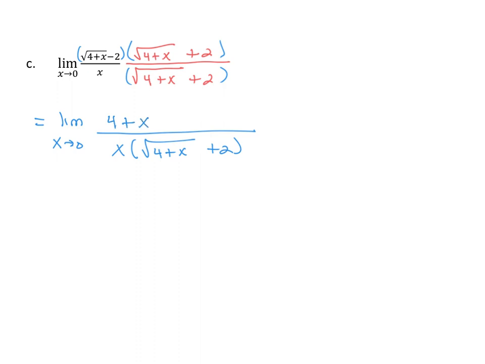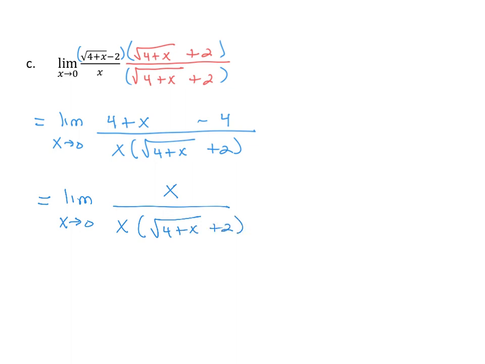You'll get two middle terms. One's positive and one's negative. You'll have positive 2 times root 4 plus x, and then negative 2 times root 4 plus x. They cancel. I'm not going to write them. Instead, I'll just do negative 2 times 2, which is negative 4. So this trick will cancel the middle terms. And that's a great thing because this is the limit as x goes to 0 of, well, the 4's cancel and I have x. In the denominator, I have x times the square root of 4 plus x plus 2.